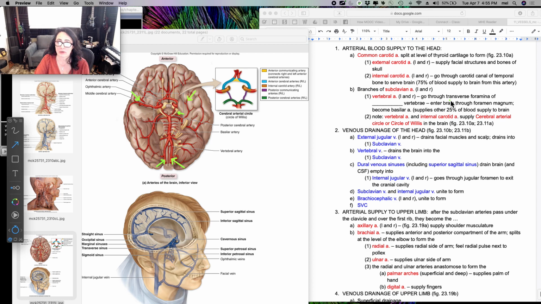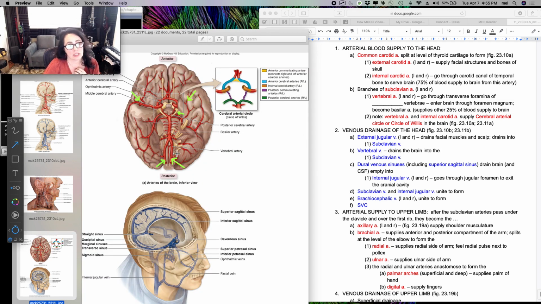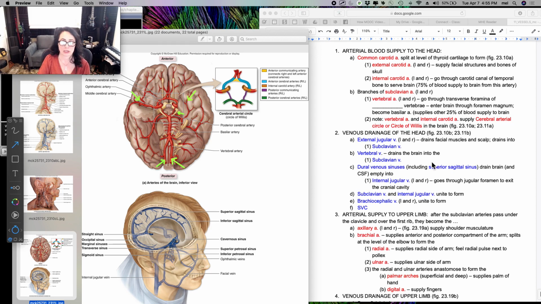The vertebral arteries, we've got those. And remember, the vertebral arteries came off of the subclavian artery. And collectively, the two vertebral arteries and the two internal carotid arteries give almost all of the blood supply to the brain via the circle of Willis, or the cerebral arterial circle.